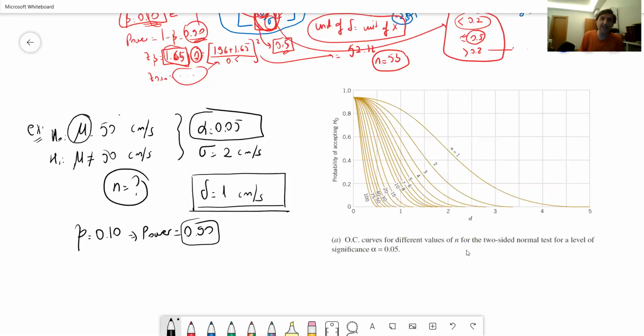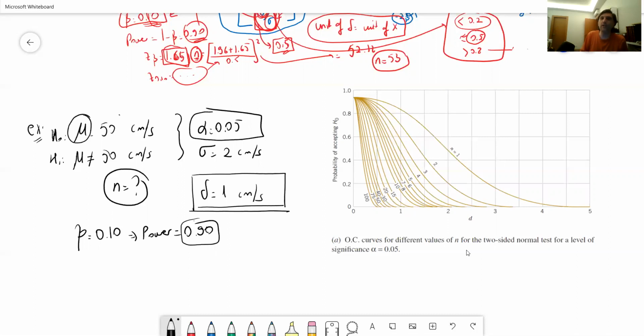I repeat again, 90% of the samples that we are going to be taking from the population with a shifted mean of exactly 1 centimeter per second. If it's more than 1 centimeter per second, then the power is going to be increasing. But if the shift in mean is 1 centimeter per second, in 90% of the times we are going to be detecting this.